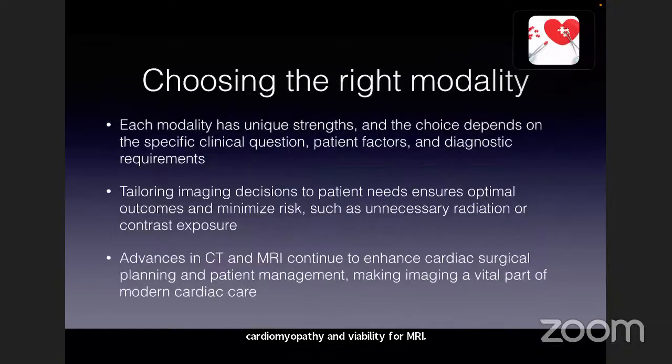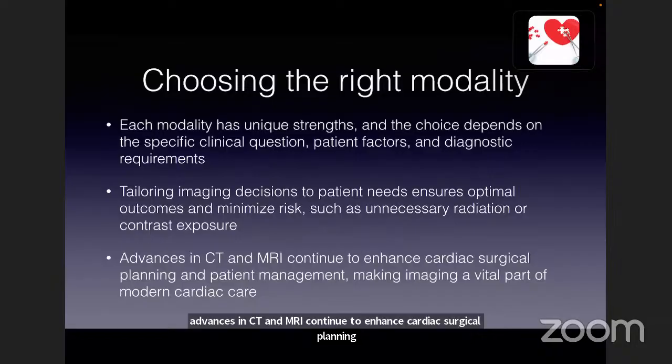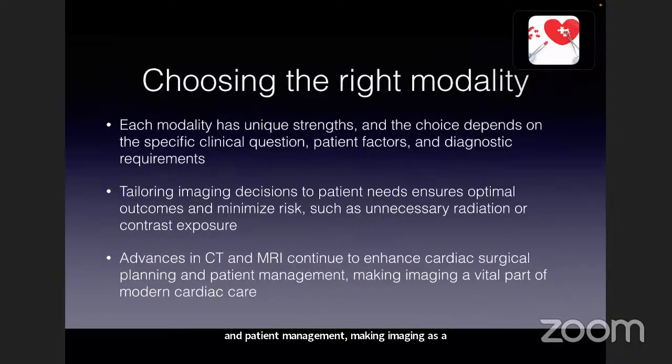Choosing the modality: each modality has unique strengths, and the choice depends on the specific clinical question, patient factors, and diagnostic requirements. Tailoring imaging decisions to patient needs ensures optimal outcomes and minimizes risks, such as unnecessary radiation or contrast exposure. Advances in CT and MRI continue to enhance cardiac surgical planning and patient management, making imaging a vital part of modern cardiac care.